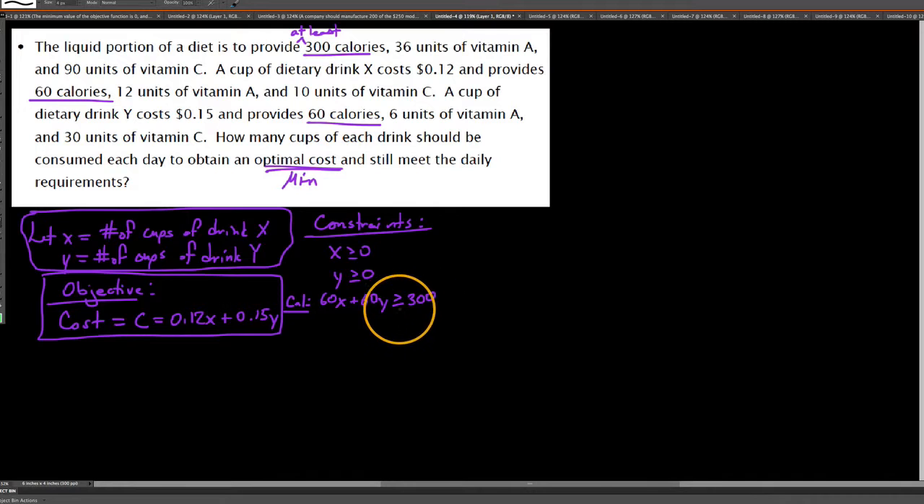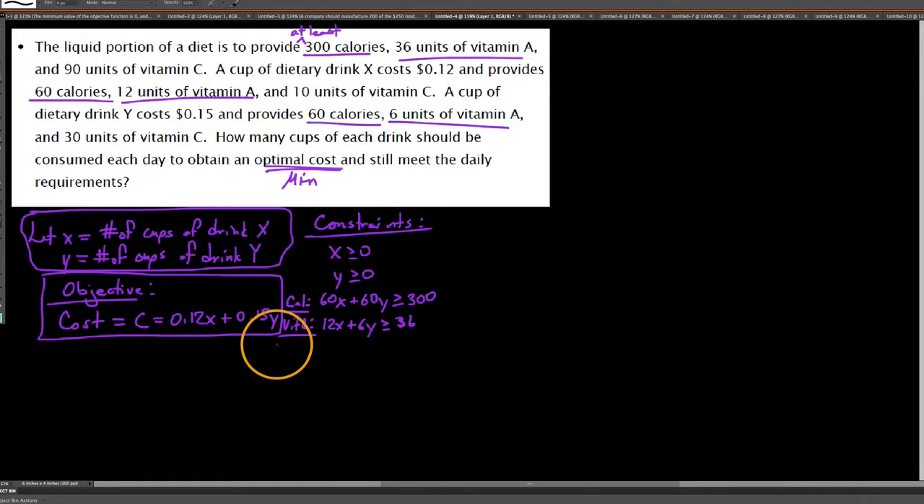So now our next equation, I say vitamin A. Vitamin A occurs here, here, and down here. So we have a vitamin A equation. We need at least 36 units here. So I would say 12 for every cup of X plus 6 for every cup of Y from our problem. Add those together, we have to get at least 36 units, so 36.